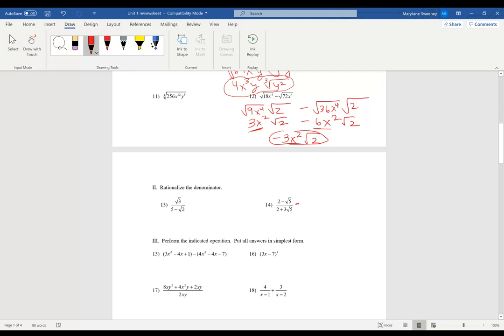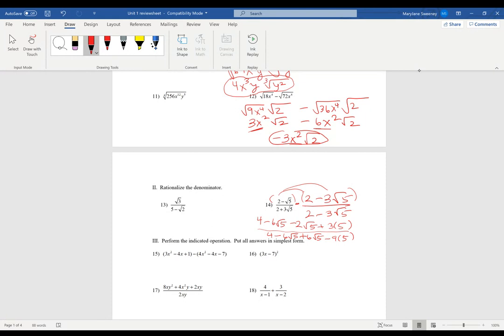14, you are going to multiply by the conjugate. Okay, so we're going to multiply by 2 minus 3 radical 5. On the top, we are going to FOIL. So 4 minus 6 radical 5 minus 2 radical 5 plus 3 times 5. On the bottom, first is going to be 4. Outer would be minus 6 radical 5. Inners would be plus 6 radical 5. Last would be minus 9 times 5.